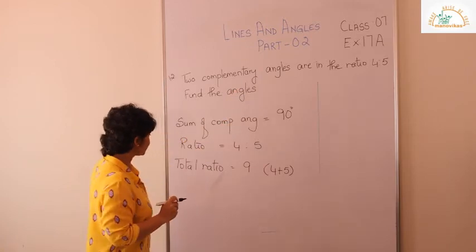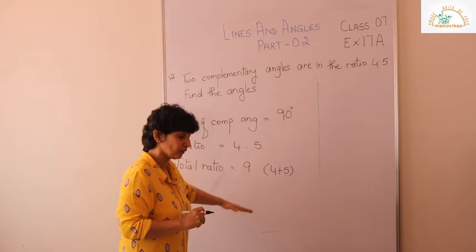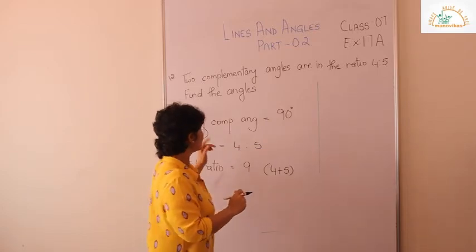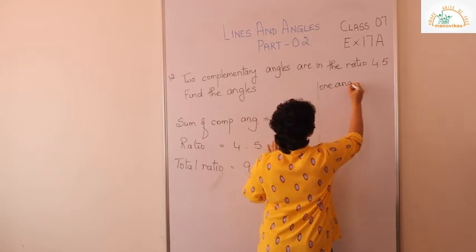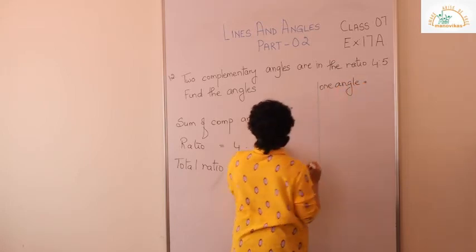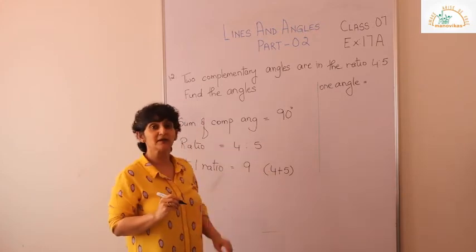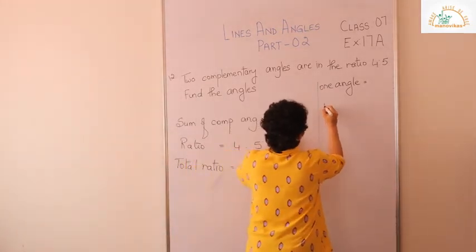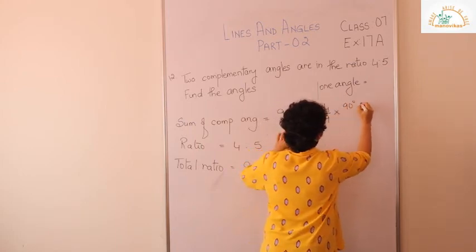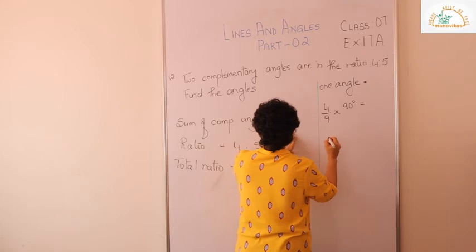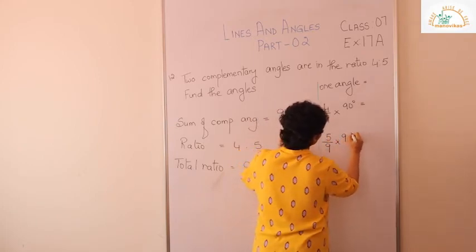Now, let me move that side since I don't have place here. Please don't do it in the rough column. You will do it one below the other. So, one angle will be equal to, how do we do it, children? 4 upon 9 multiplied by 90, isn't it? The other one will be 5 upon 9 multiplied by 90.